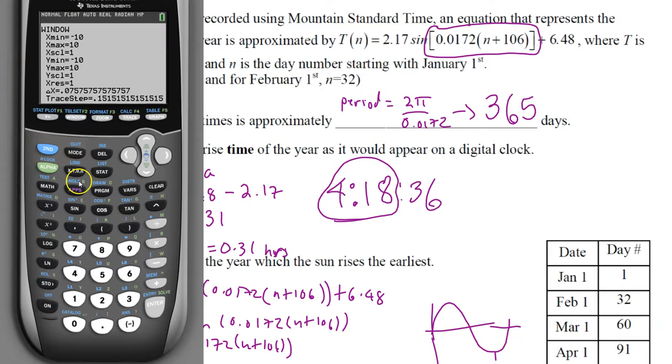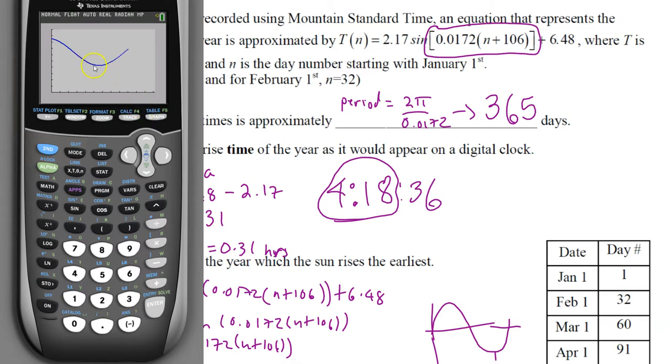All right, let's set an appropriate window. So we know over the course of a year, so 0 to 365. We know the minimum time was 4:38, and the maximum is going to be around 8. So I'm just going to go X scale 30, so each tick will be almost a month. I'm just going to go 0 to 10 here. And let's graph that. See if we've got what looks like a reasonable graph.